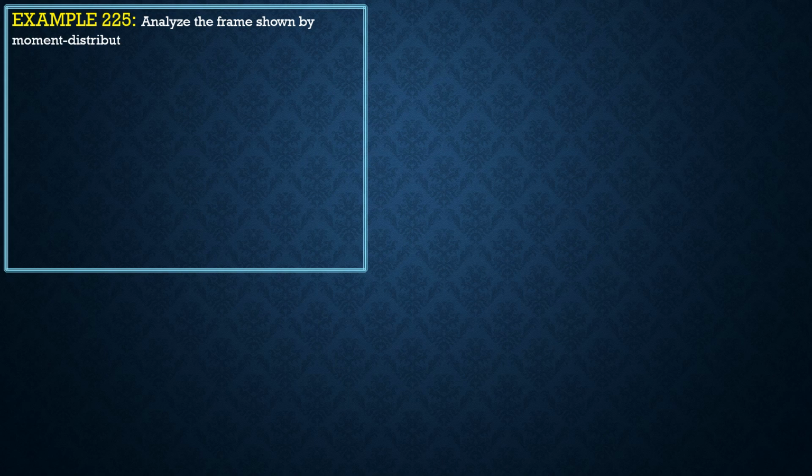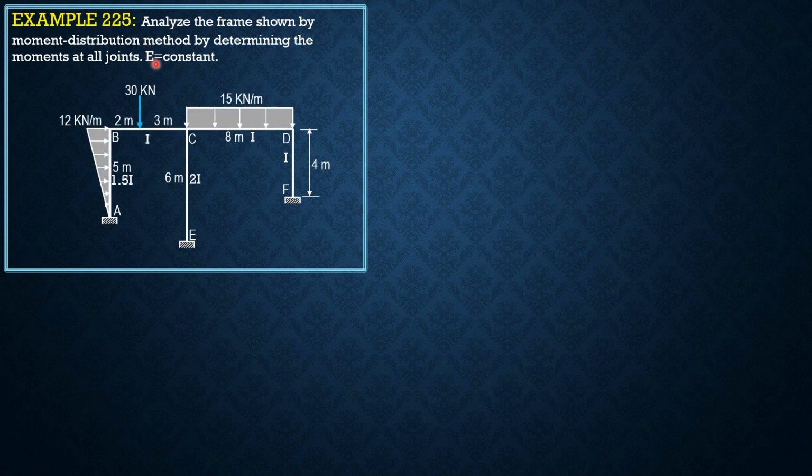Analyze the frame shown by moment distribution method by determining the moments at all joints. E is constant. Remember that I already solved and presented the solution to this problem by slope deflection equations. So that's why I also constructed the shear and moment diagrams as well as sketched the elastic curve. So we want to solve just the moments to verify the answers.